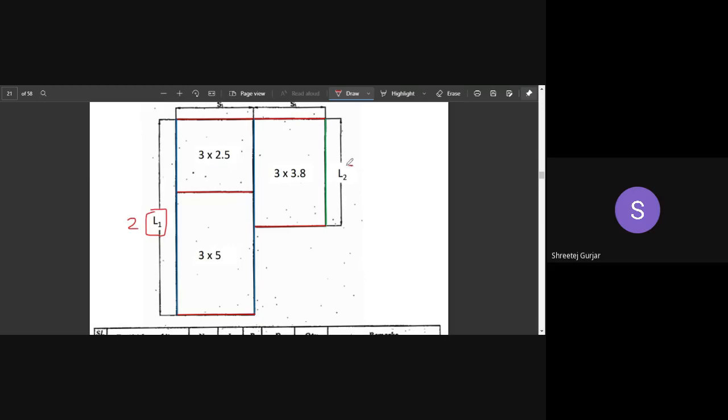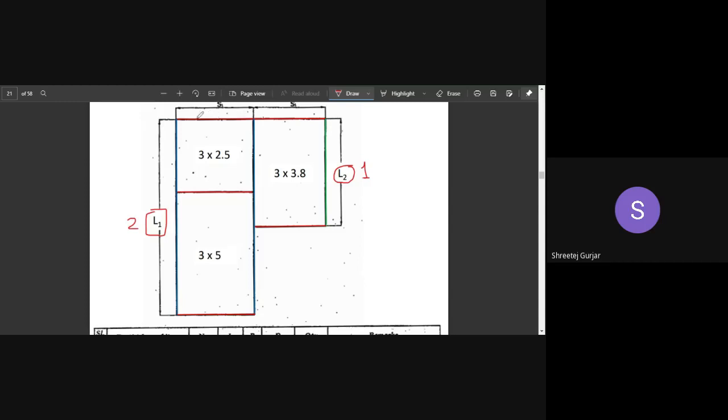Then this is your second long wall, L2, which is only one in number, which you can see I have represented in green color. Because the lengths are different, we have to calculate the long walls differently, long wall L1 and long wall L2. And then we are left out with these short walls.